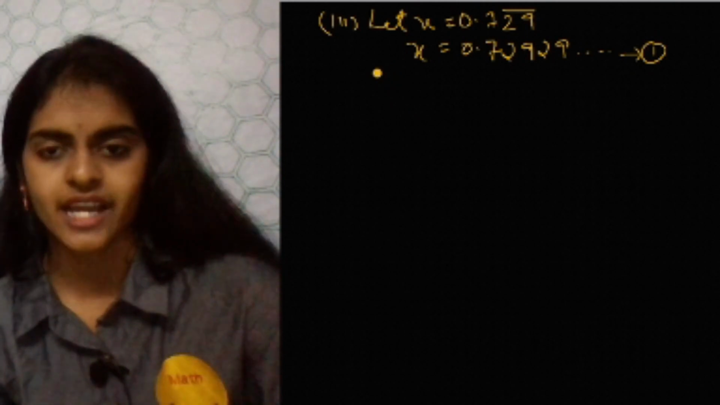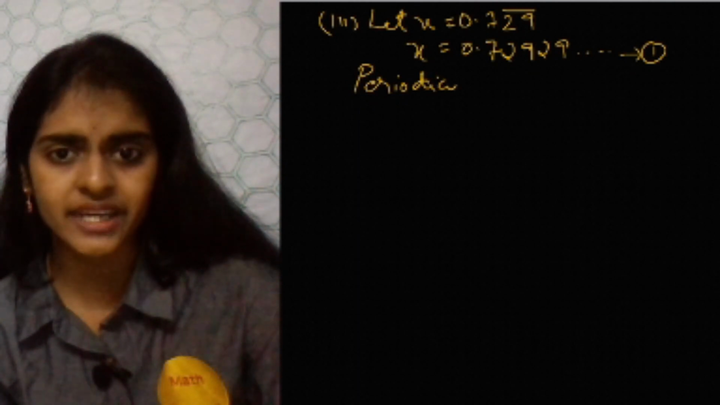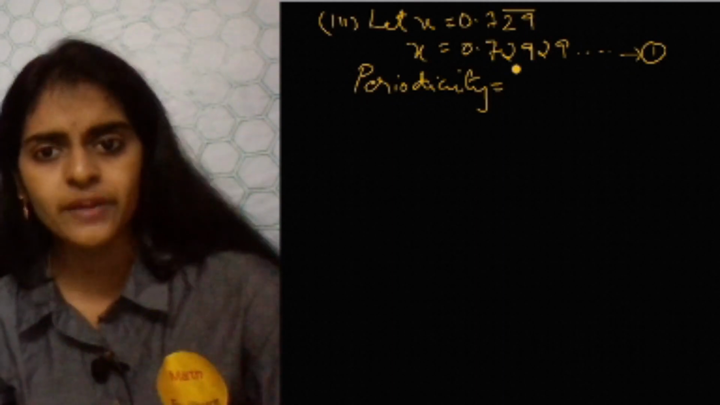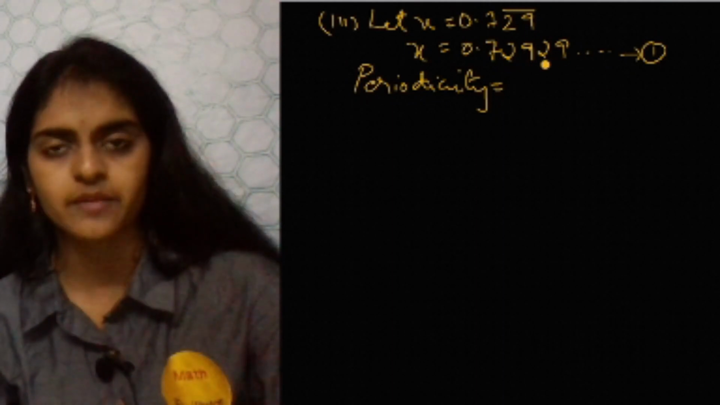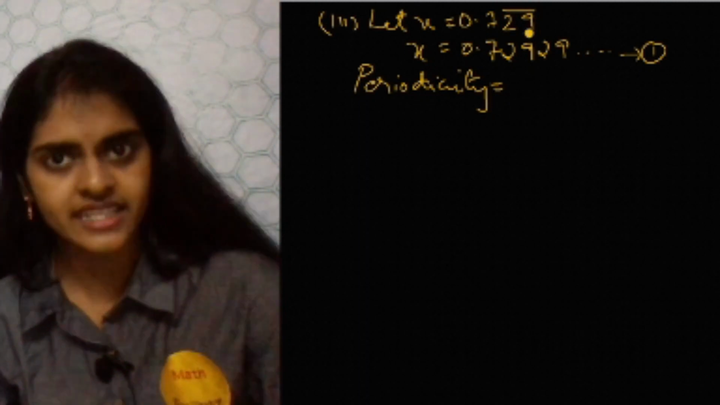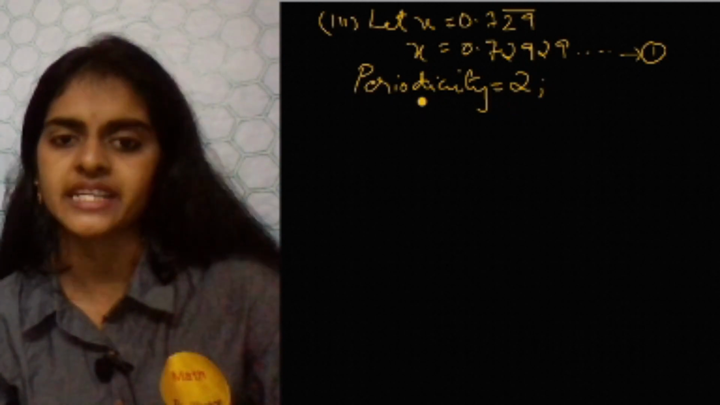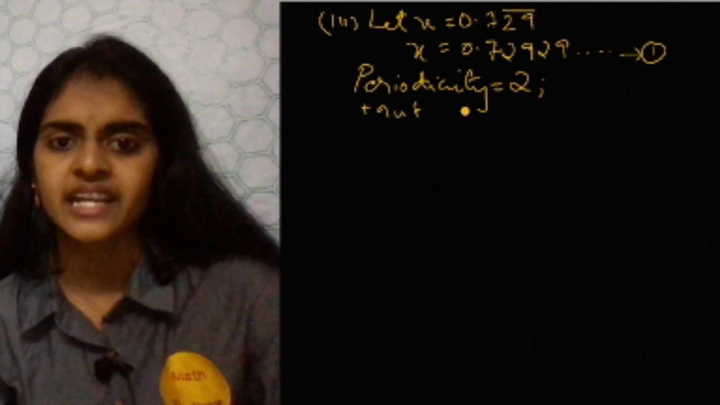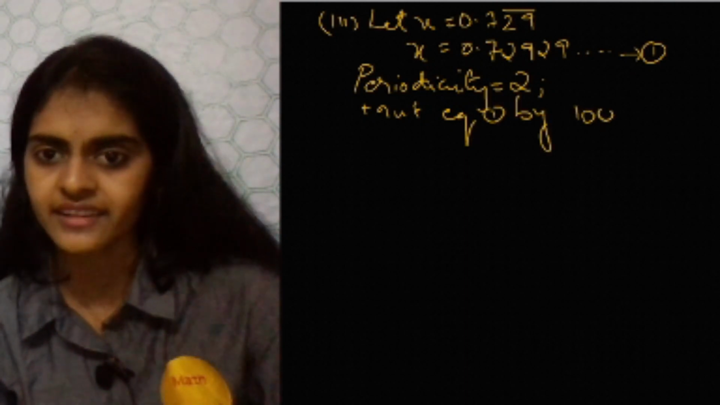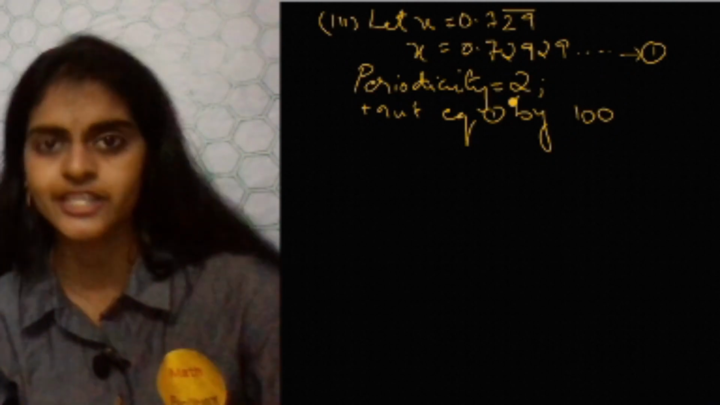Yes, so now what is the periodicity? As I told you, periodicity is how many decimal places are repeating. Now how many are repeating? Two places are repeating. So always you have to see this bar. This bar is on two decimals, isn't it? So only two decimals are repeating. Clear? So when two decimals are repeating, you will multiply equation 1 by what? You will multiply equation 1 by 100, 1 along with how many zeros? 2 zeros. Why? Because the periodicity is 2.